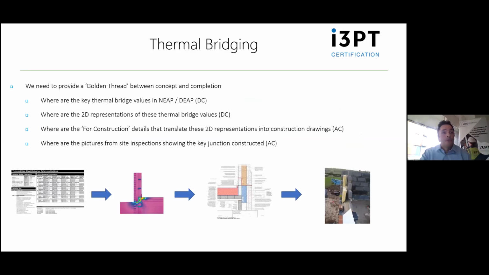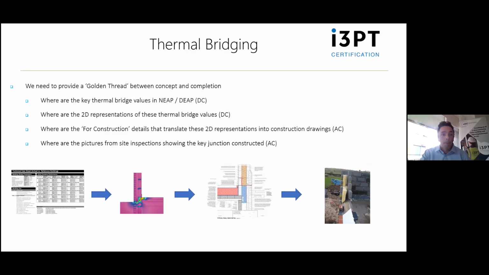So in order to show compliance, we need to have a golden thread between concept and completion. Where are the key thermal bridge values in the NEAP or DEAP? Where are the 2D representations of these thermal bridge values? Where are the for-construction details that translate these 2D representations into construction drawings? And where are the pictures from site inspections showing key junctions constructed?